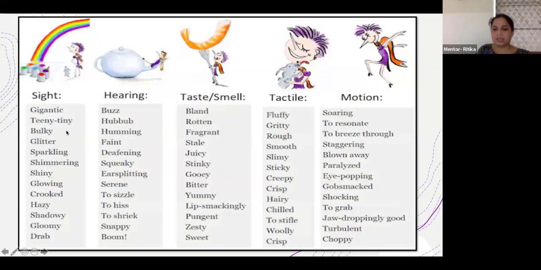Now the examples of sensory details. For example, sight. If you have to describe the size of something, of course you will use the word gigantic. For small, it's teeny weeny. For bulky, and glittery, sparkly, shimmering, shiny, glowing, crooked. Sun dappled means it was a sun dappled morning, the sky covered with sun rays, the atmosphere covered with sun rays.